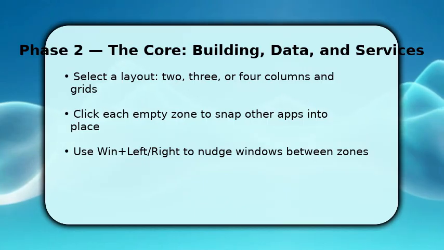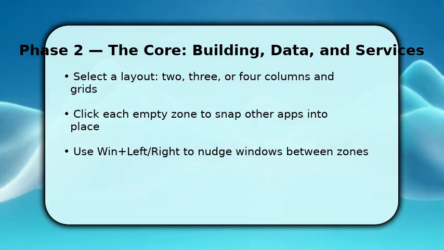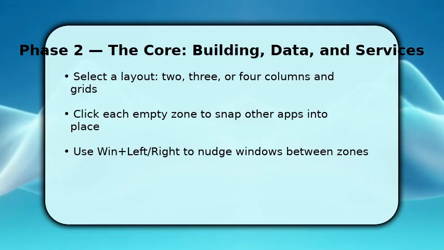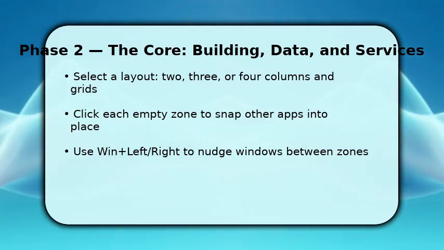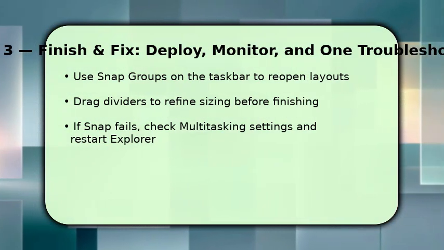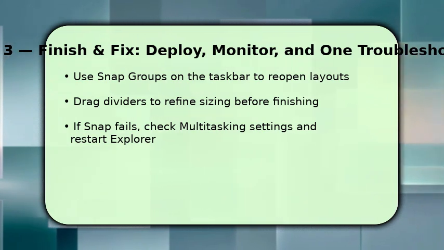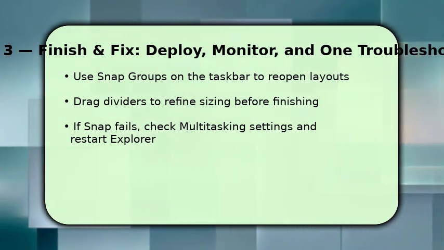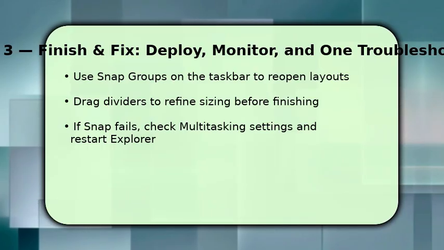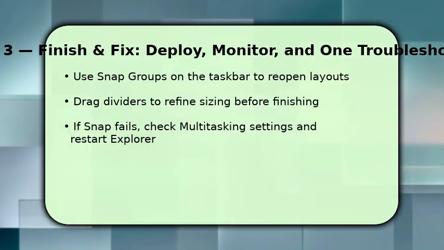Once layouts feel right, use Task View or Snap Groups to recall your arrangement for productive sessions later. To finish, save the setup. Hover the taskbar thumbnail to access Snap Groups and click to restore the full layout later. This preserves your workflow. Make final sizing tweaks by dragging dividers so content fits comfortably.